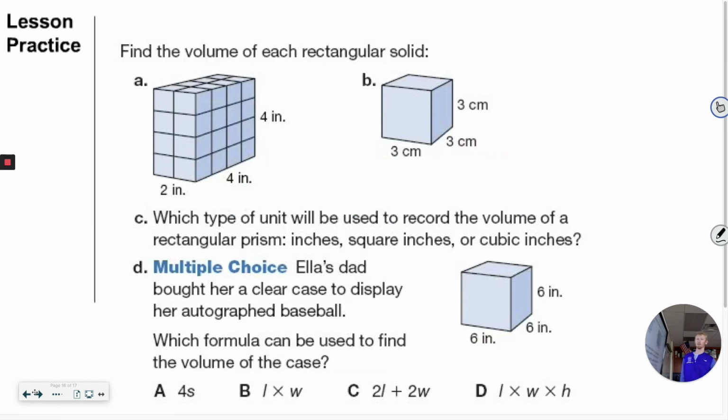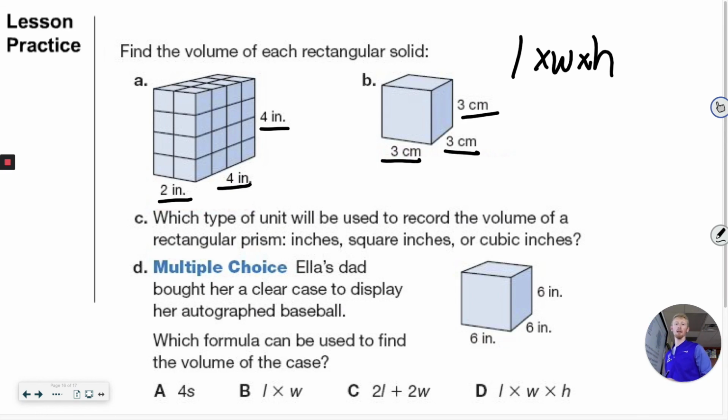All right, this is your lesson practice, which is part of your assignment. Remember, length times width times height is how you find your volume. So it'd be 2 times 4 times 4, 3 times 3 times 3. And don't forget to put that in units cubed, okay? So centimeters cubed or inches cubed. All right?